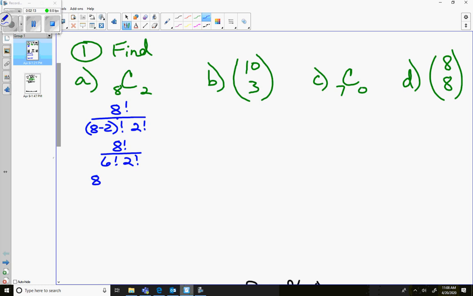Now proceed using some of your previously learned factorial techniques. We're going to rewrite 8 factorial as 8 times 7 times 6 factorial. 6 factorial on the bottom is going to stay. 2 factorial will be 2 times 1. Clean up this math. That cancels. That cancels, leaving a 4. So all we're really left with here is 4 times 7. We get an answer of 28.